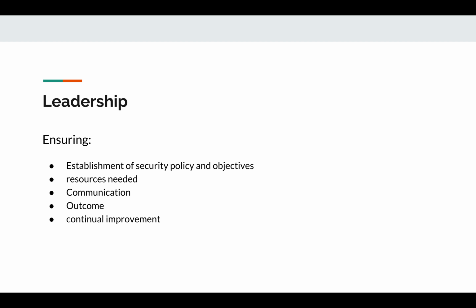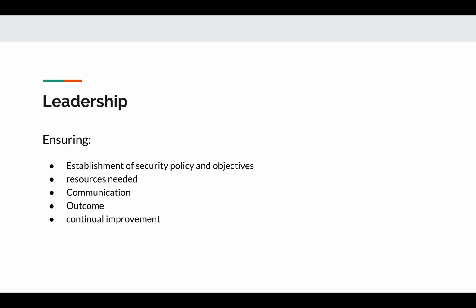They need to let people know the importance of effective security management, and the importance of conforming to the security requirement. They need to make good influence on people, on the employees, on the risk owners. And also they need to ensure that the security management system achieves its intended outcomes as planned. And they need to promote continued improvement of the security management system.